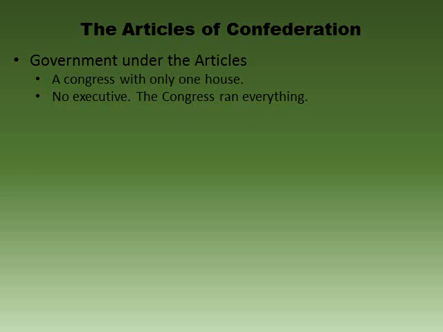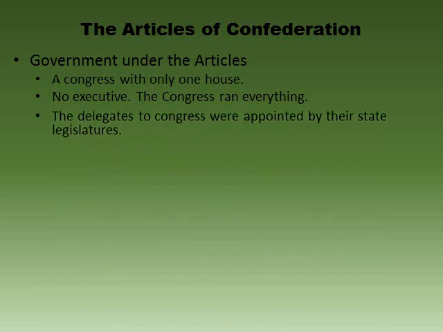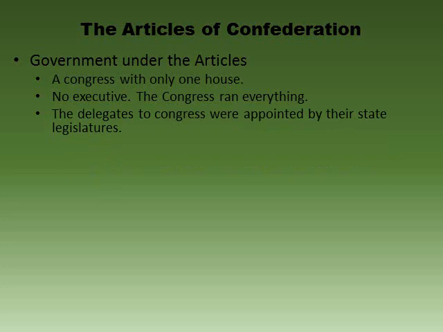Congress ran everything. So there was really no president like we have today. Also, the delegates to that Congress weren't elected by the people, they were appointed by the state legislature. So again, think about the United Nations, and that's kind of how it looked in a way. All these different colonies sent their representatives to the Congress to represent the state governments back home.